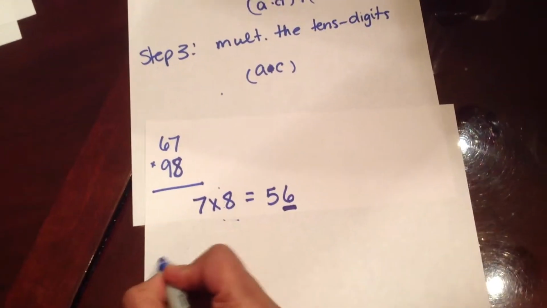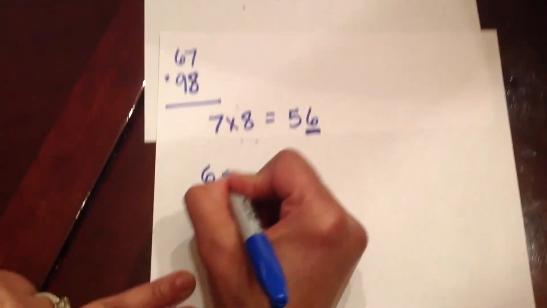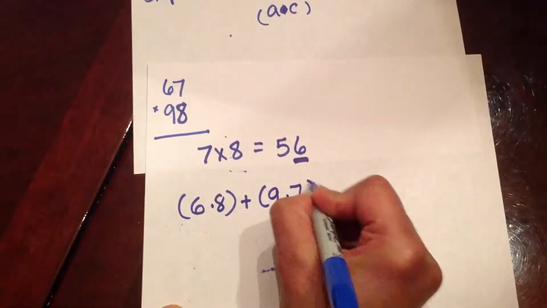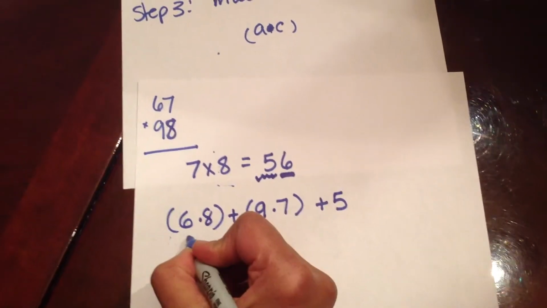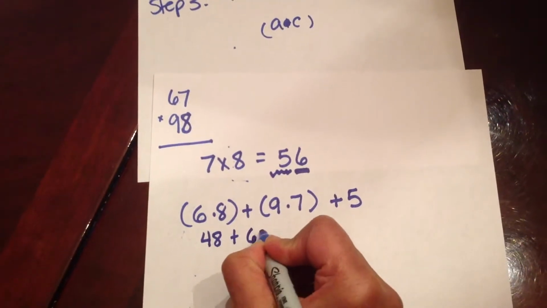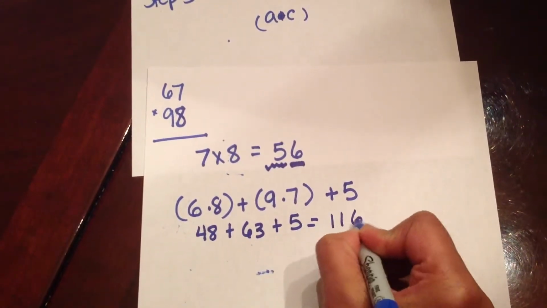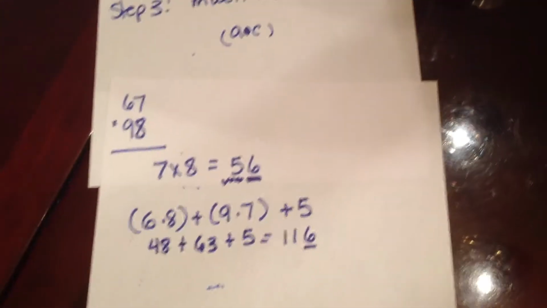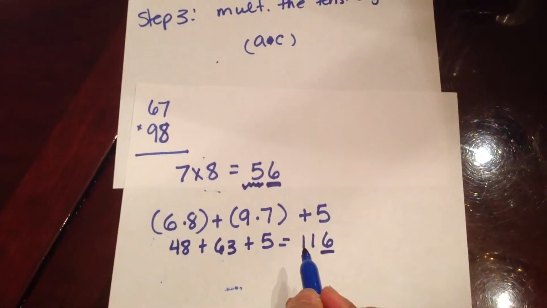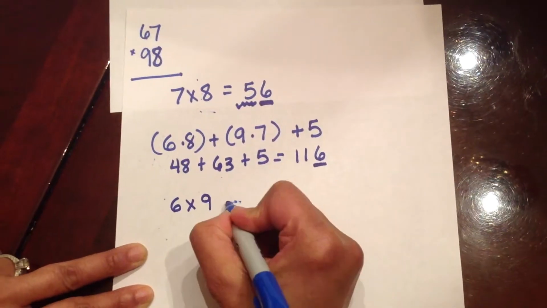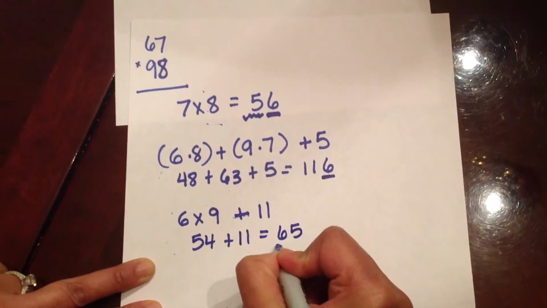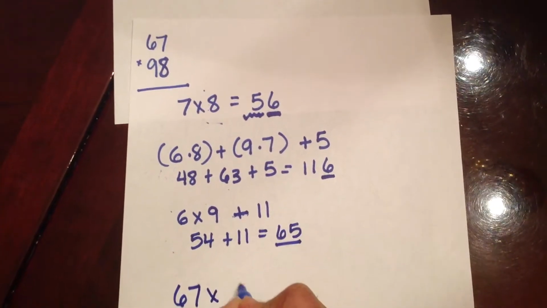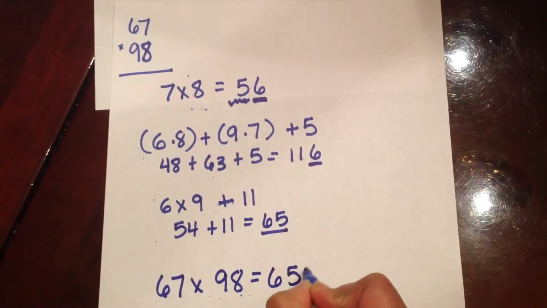So now, the second step is we're going to take the cross products, and we're going to go 6 times 8, add it to 9 times 7. And remember, we're going to add this 5 because this is the tens digits here. So 6 times 8 is 48, plus 9 times 7 is 63, plus 5 is 116, which is way bigger than 9. So we're going to keep that 6, and remember the third step is multiply the tens digit. So what we need to do is go 6 times 9 and then add the 11. So now 6 times 9 is 54, plus 11 is 65. And we need those digits. So our answer to 67 times 98 is 6,566.